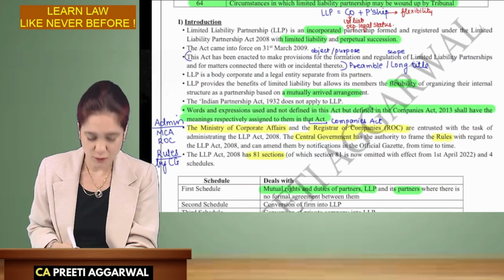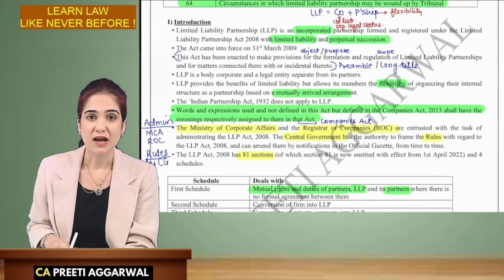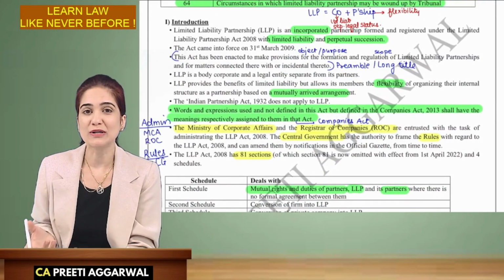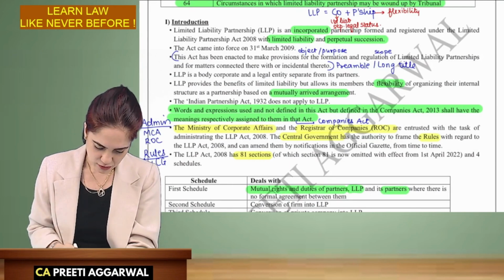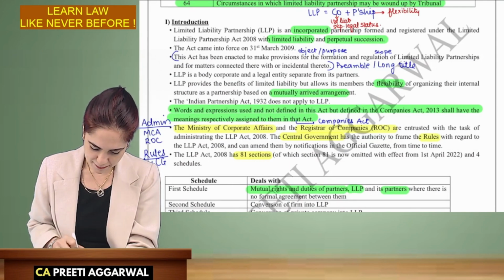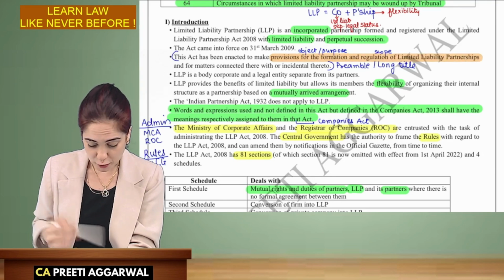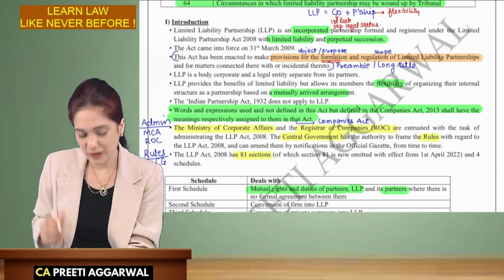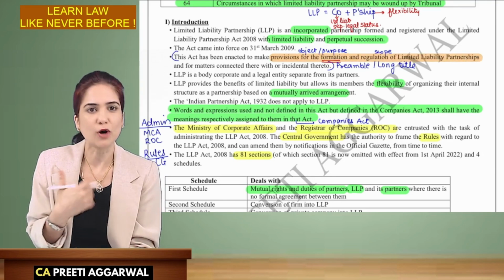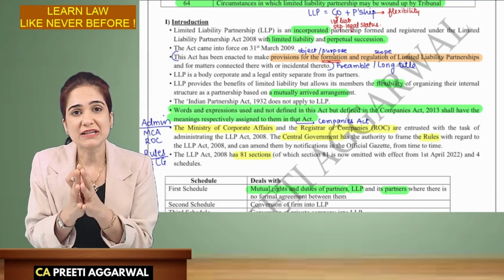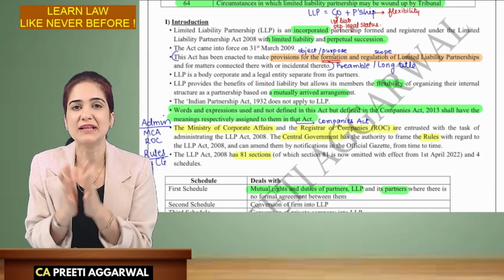So the act came into force on 31st of March. Yes, what is the object? What is the purpose? What is the preamble of the act, or the long title? See, this act was enacted to make provision for the formation and regulation of LLP. To provide for the formation: how can you incorporate the LLP? This is the object of the act. And what does it cover? It covers only limited liability partnership.